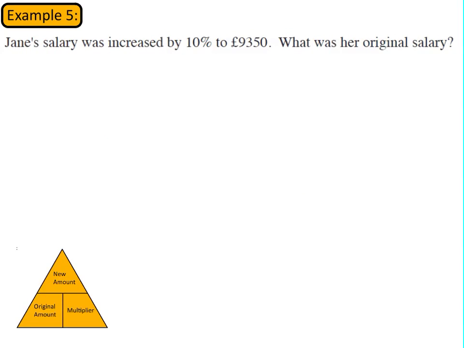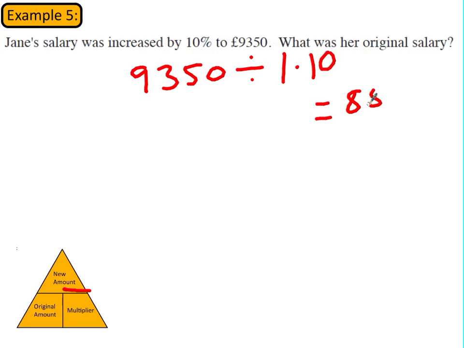Jane's salary was increased by 10% to 9,350. What was her original salary? So we are looking at her original amount, which is going to be the new amount divided by the multiplier. So 9350 divided by, and if it was an increase of 10%, that multiplier must be 1.1 or 1.10 if you prefer. So 9350 divided by 1.10 is 8500. And so that was her original salary.